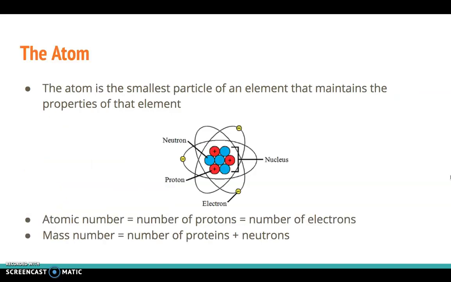The atom is the smallest particle of an element that maintains the property of the element. We have the atomic number, which is equal to the number of protons, which is also equal to the number of electrons. Our mass number is equal to the number of protons, so not proteins, sorry, this should be protons, plus neutrons.